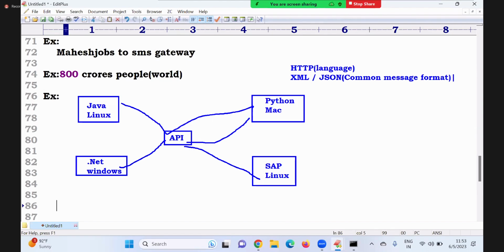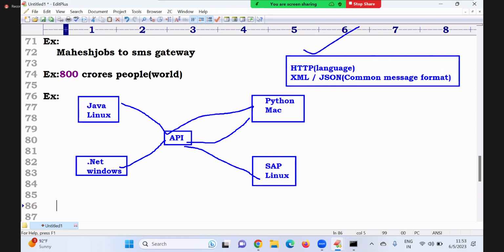Sir, even my communication language is English. How can I send the notes? By using Google Classroom material. Text format, some format I can provide. That is all. So each and every application can communicate with API. One common language you're using, that is HTTP.